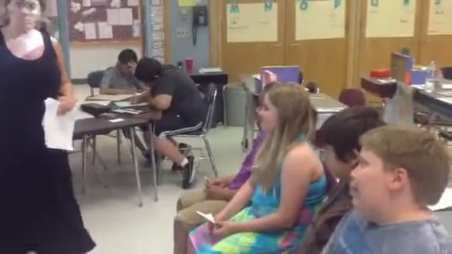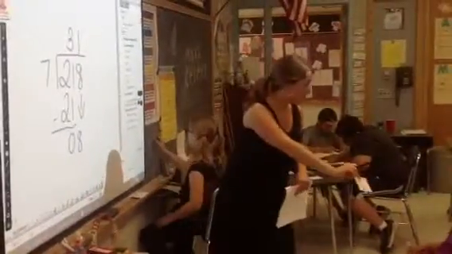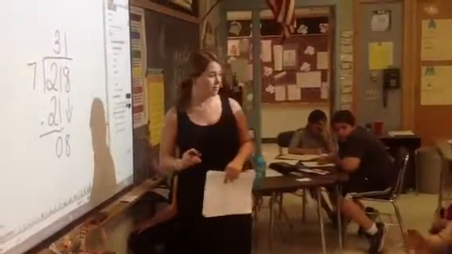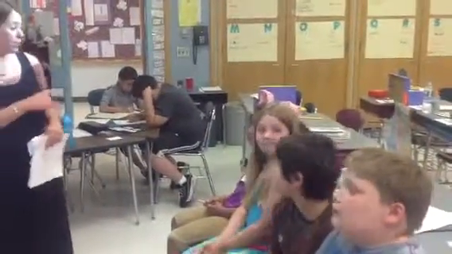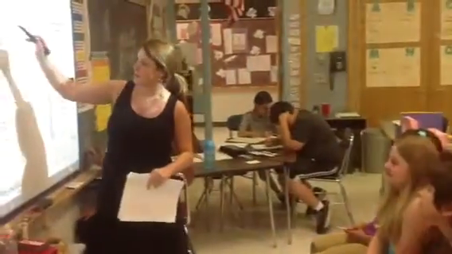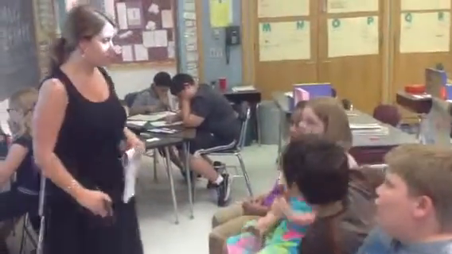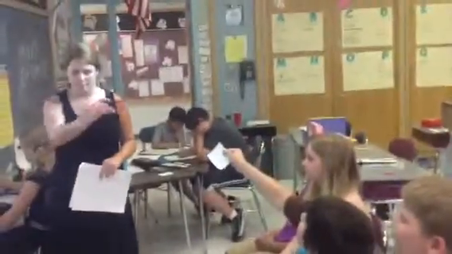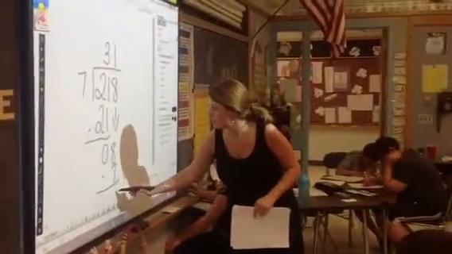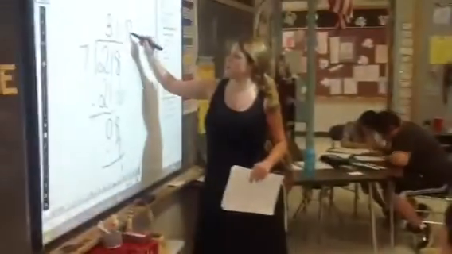Now whose job? Who's up? Divider. How many times does 7 go into 8? Once. Your job is done. Nice job. Who's next? Who's the multiplier? Do you guys see it? So you're each going to have a different job to every problem. We're going to do it as a team. So the multiplier says 1 times 7 is? 7. Okay. Who's got the last job? Okay. 8 take away 7 is? 1. Do we have anything to pull down? No, there's a remainder. So there's a remainder 1.